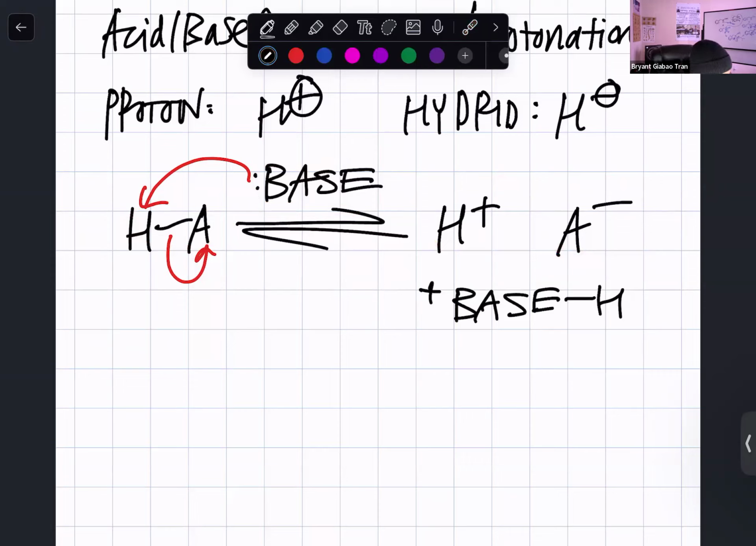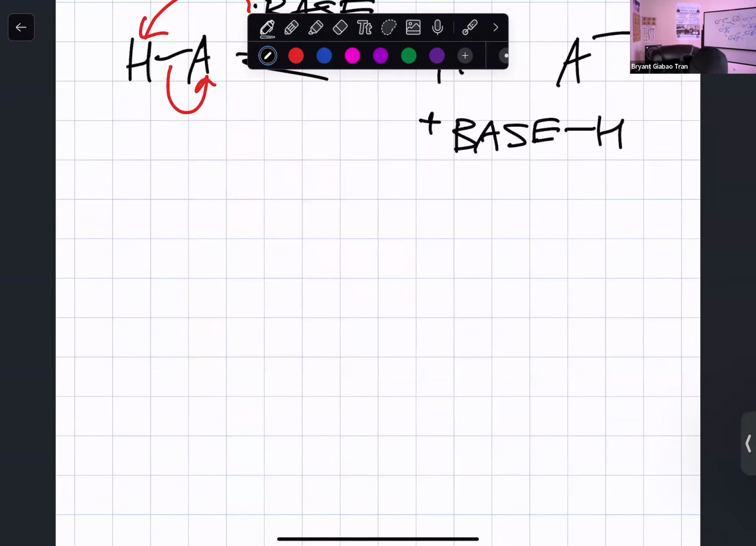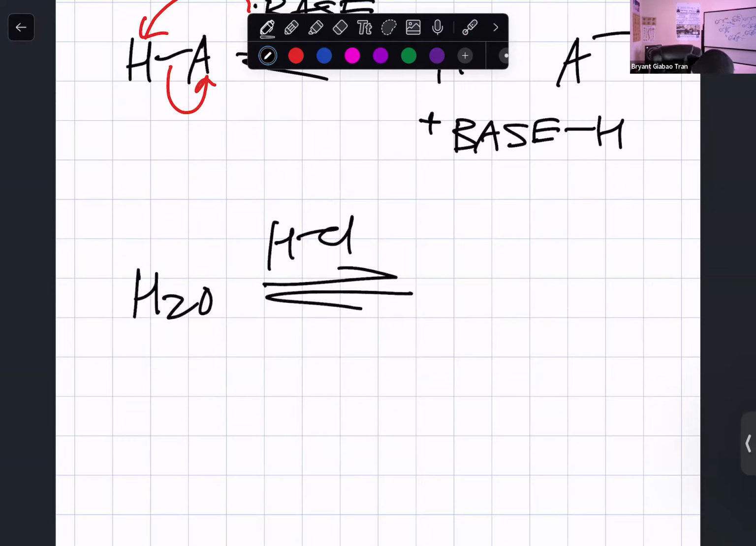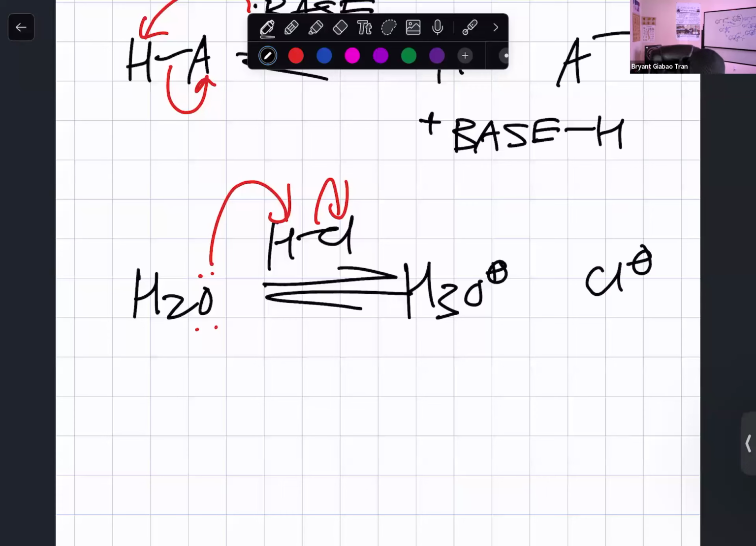Okay, so let's look at some examples of this. If we have water and we react it with, let's say, HCl, water is going to be the base that gets protonated by the HCl, forming H3O plus conjugate acid and Cl minus conjugate base, right? The water here is getting protonated, the HCl here is getting deprotonated.